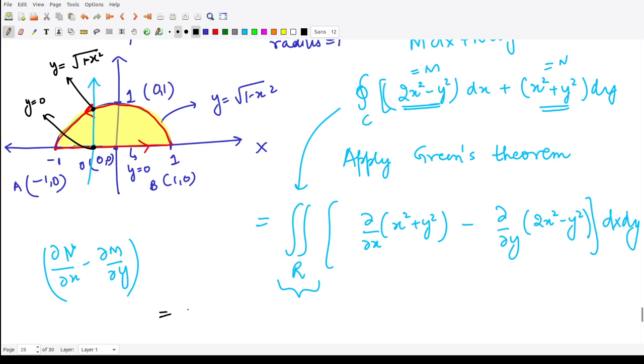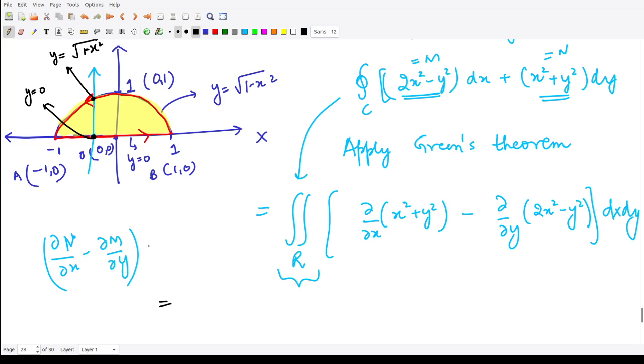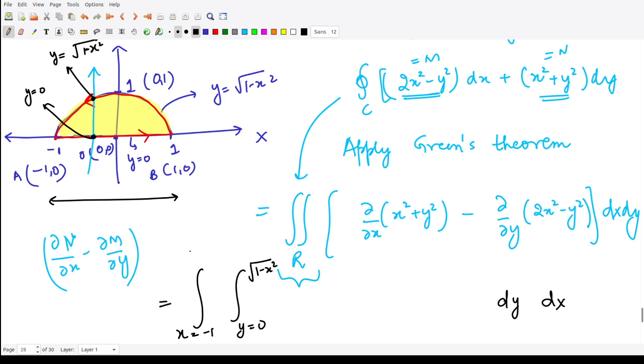So we have the integral here with the limits of y varying from 0 to square root of 1 minus x square, and we have dy here. Then for x, what would be our limits? x varies from this point to this point. So the value of x here is minus 1, and here it is equal to plus 1. So these are the limits, and our function here is obtained when you take the differentiation of this.